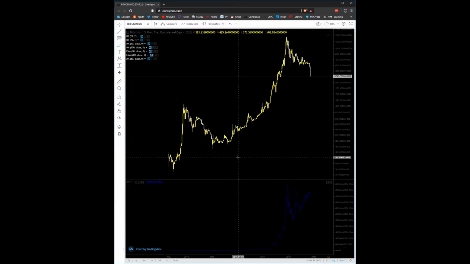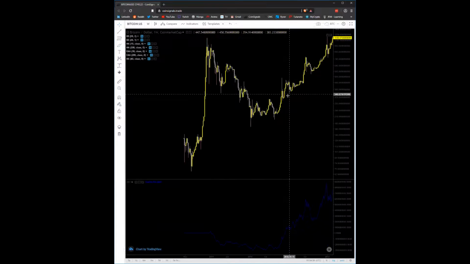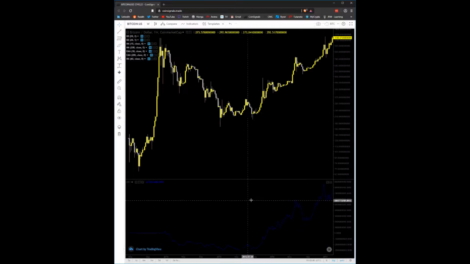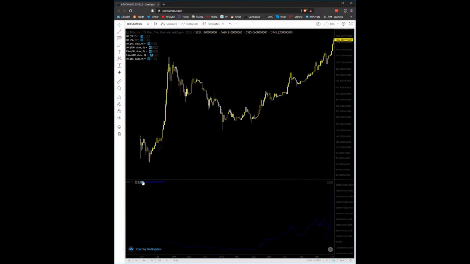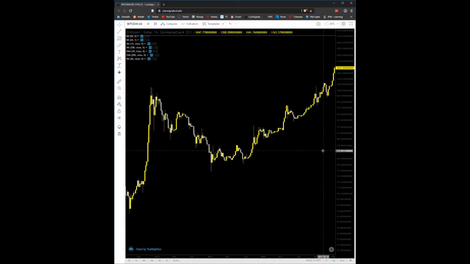All right. So that is the on balance volume indicator. Really cool tool. I was hoping I could find a divergence example, but it's not seeing one. Yeah. So with that being done, I think I'm going to wrap this one up for now, guys. I think that's enough indicators.